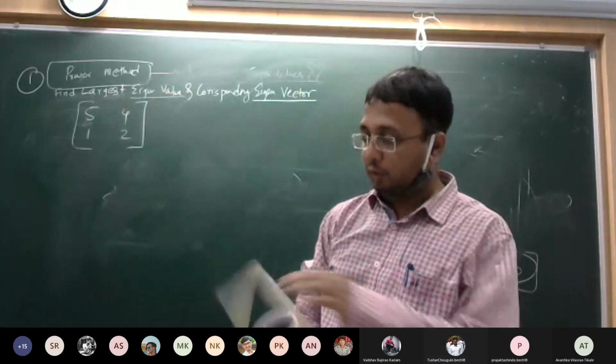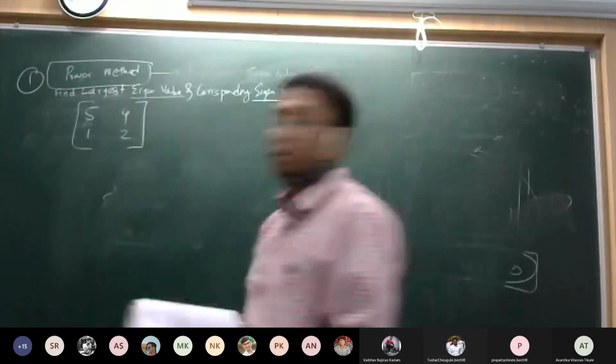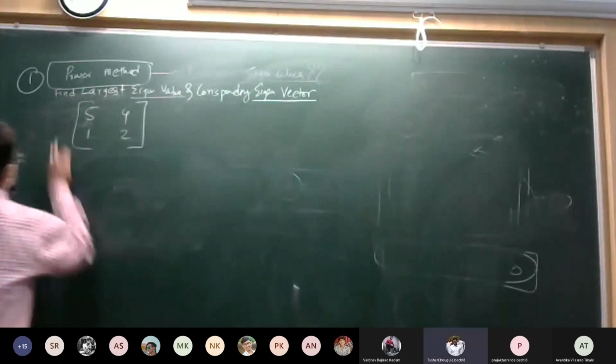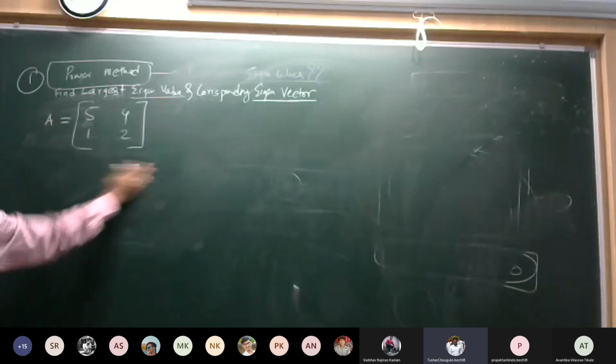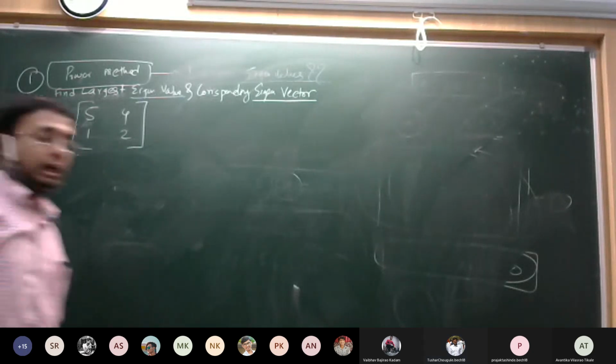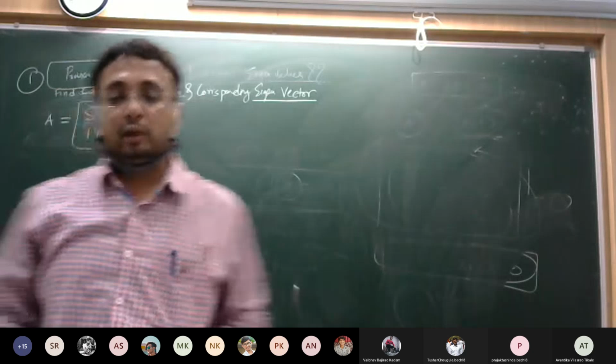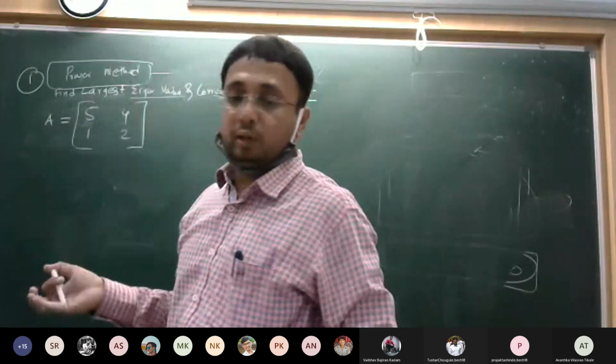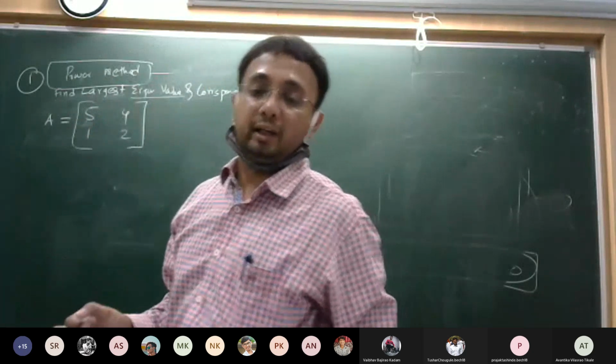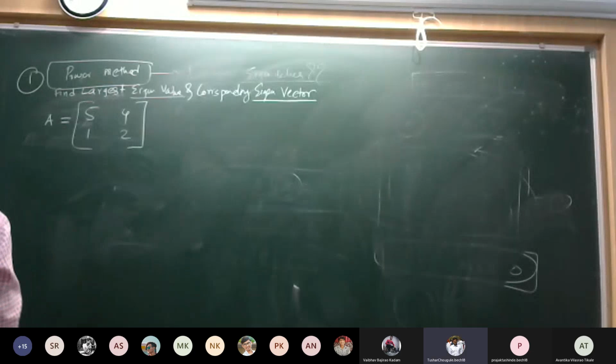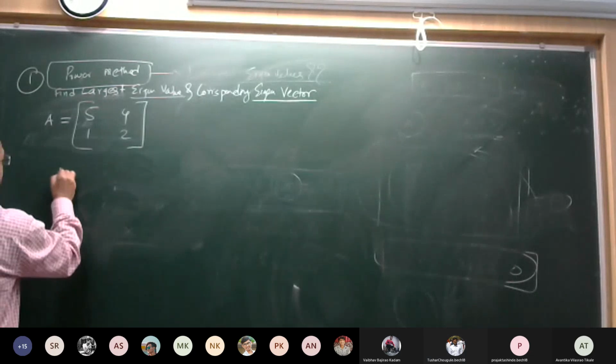Again, we will equate that particular equation: Ax is equal to lambda x. Write that equation. This is the A matrix. Obviously, the A matrix will be given. I am taking a 2 by 2 matrix here. Definitely, most of the time a 3 by 3 matrix will be asked. Okay, so Ax is equal to lambda x.